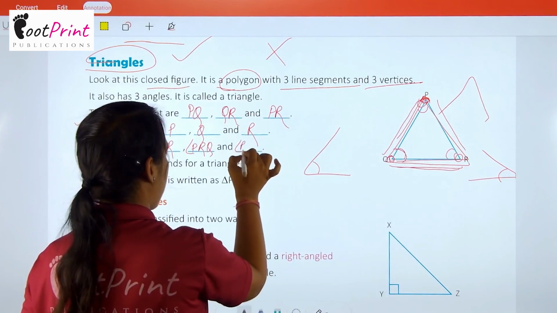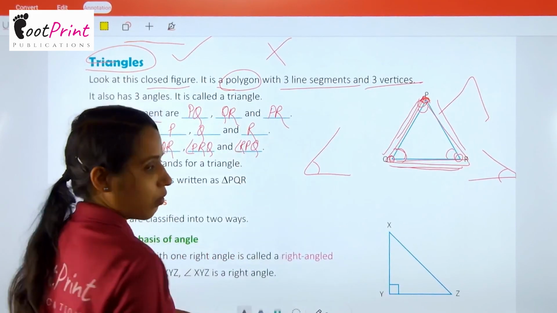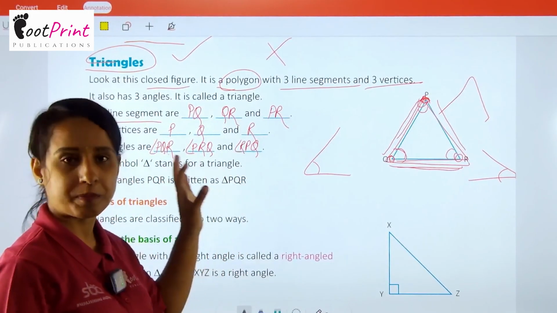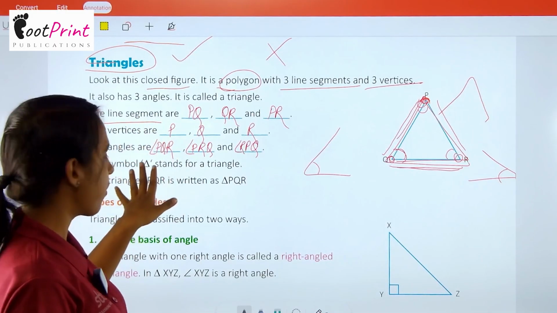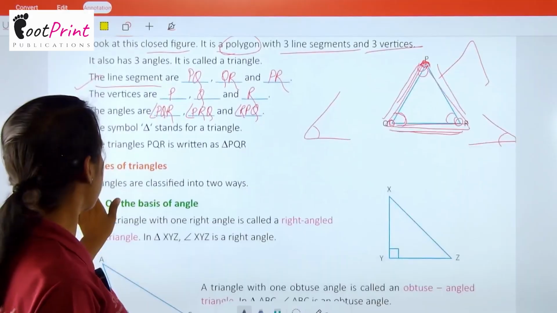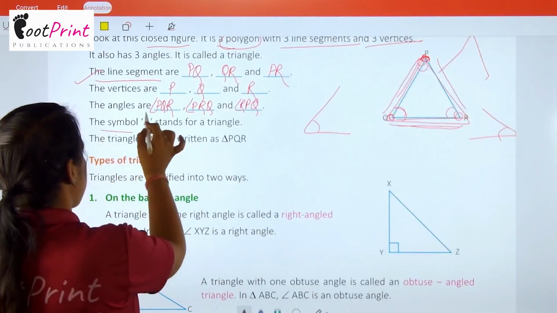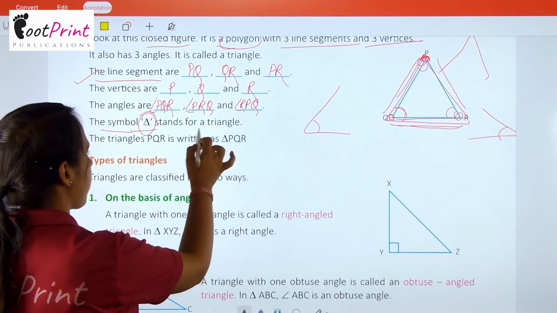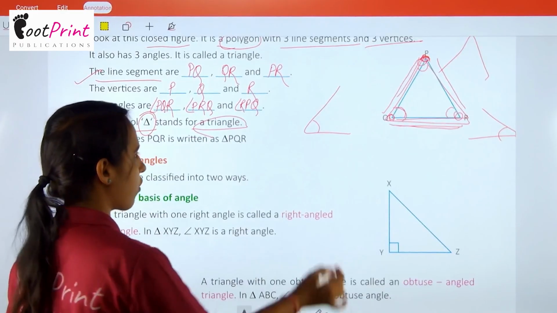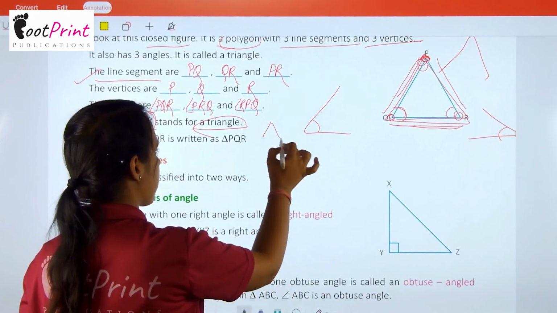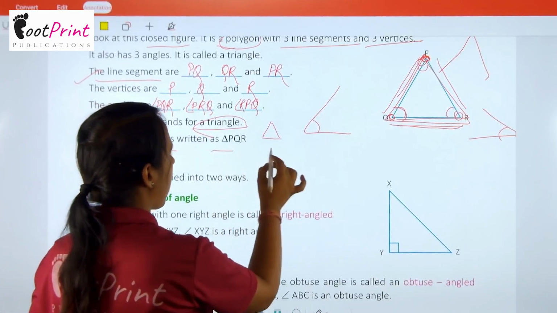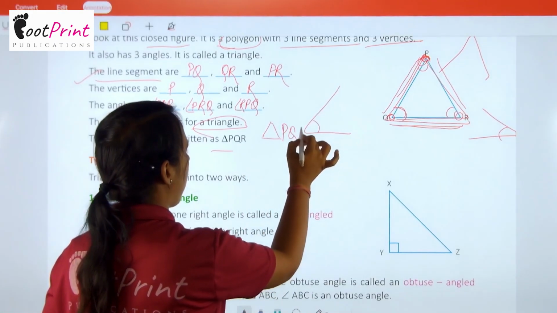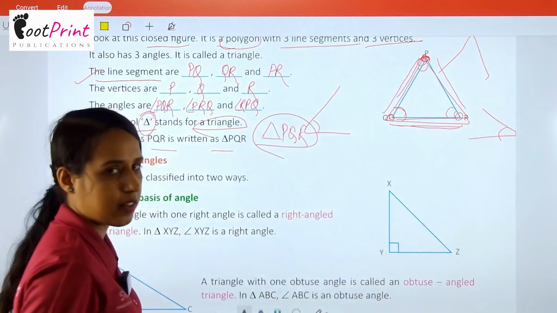So there are 3 angles also. So we can say that in a triangle we have 3 line segments, 3 vertices and 3 angles. And this symbol denotes a triangle. If we want to write triangle, we can also use this symbol. Okay, the triangle PQR is written as triangle PQR. So we can write it like this.